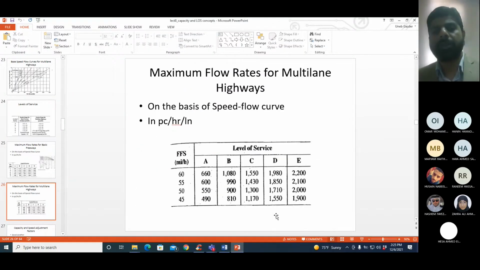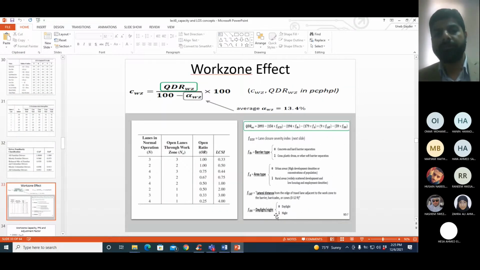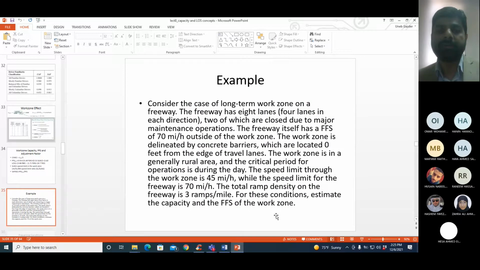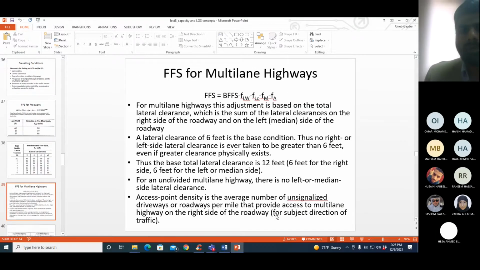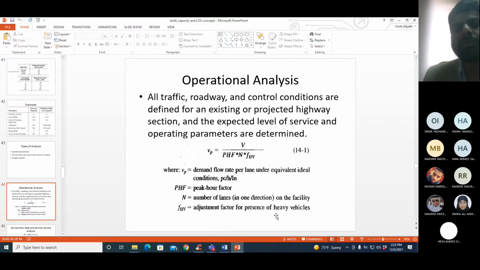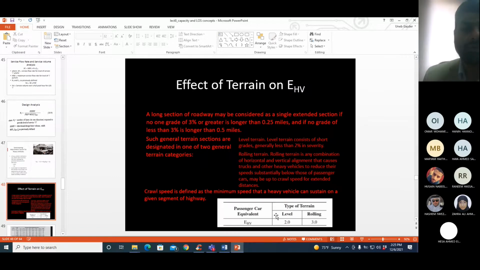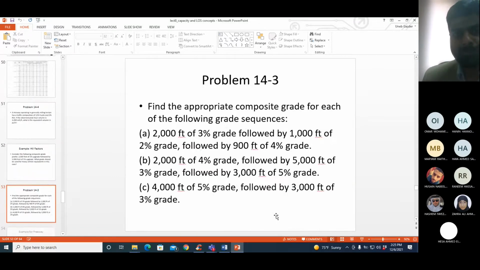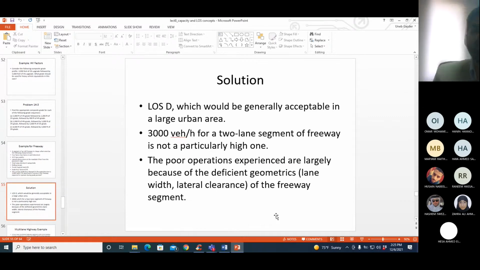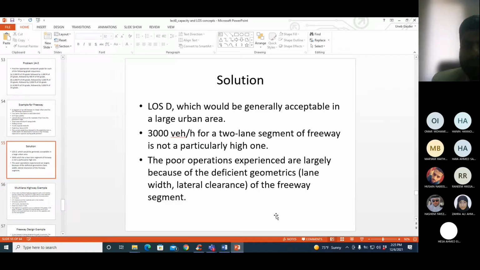In this example, first of all, I found the value of free flow speed. Then I found FHV, calculated VP, and then I compared it with breakpoint. And then I fixed the value of speed, and then I found density. And on the basis of density, you can know level of service. So this was for a freeway. Now we'll move on to multi-lane highway as well.